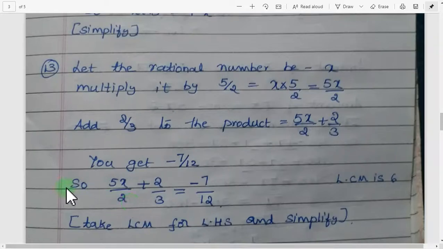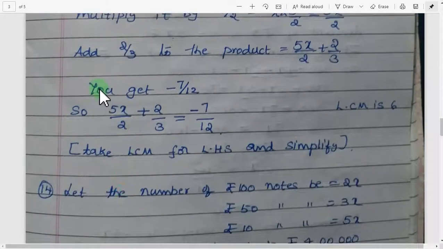How will you simplify? In the beginning you have learnt addition and subtraction of rational numbers. Take LCM on the left hand side. 2 and 3, LCM is 6. You have to multiply 3 to the first: 2 3s are 6, 5 3s are 15, so 15x. Here you have to multiply by 2: 3 2s are 6, 2 2s are 4. So 15x plus 4 divided by 6.